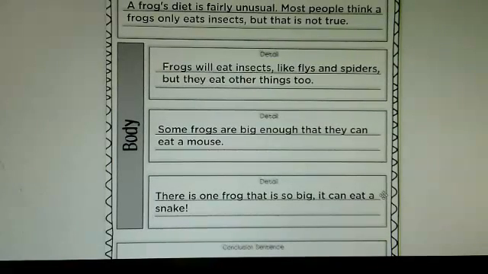So let me read this out loud and make sure it makes sense. It says, a frog's diet is fairly unusual. Most people think frogs only eat insects, but that is not true. Frogs will eat insects like flies and spiders, but they eat other things too. Some frogs are big enough they can eat a mouse. There is one frog that is so big it can eat a snake. That's cool. So right now I have 1, 2, 3, 4 sentences making up my paragraph.